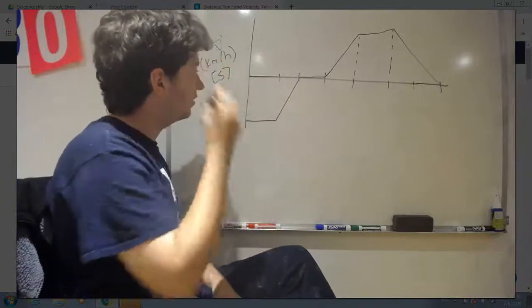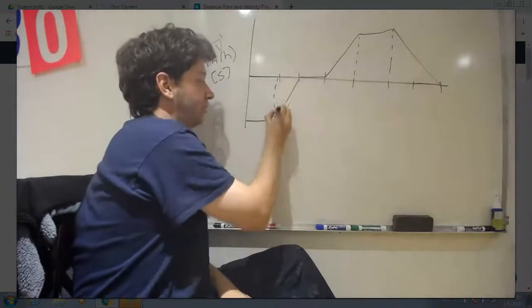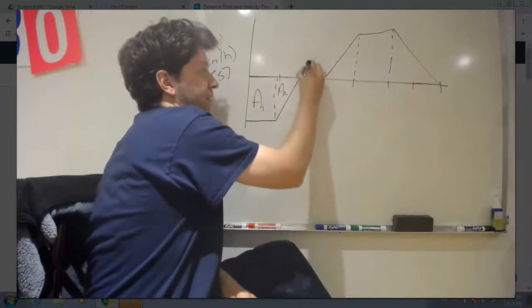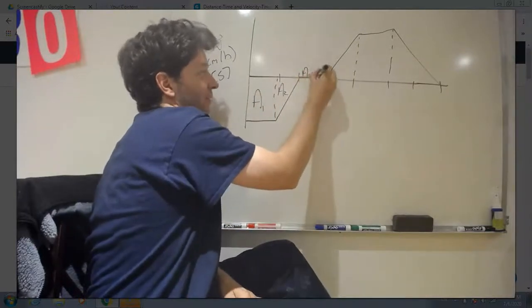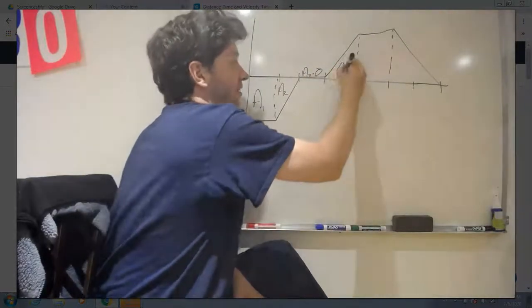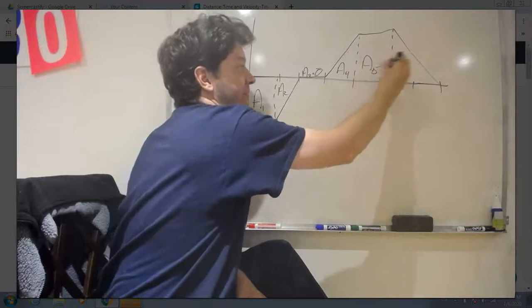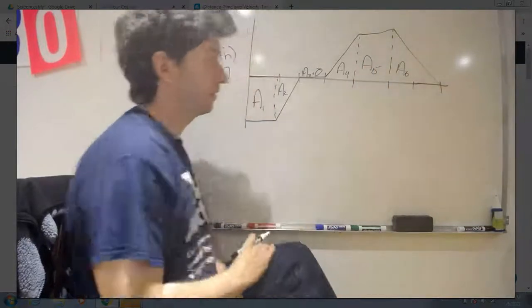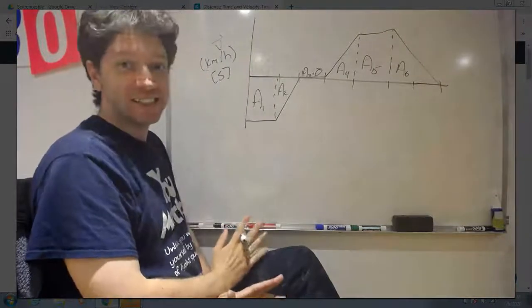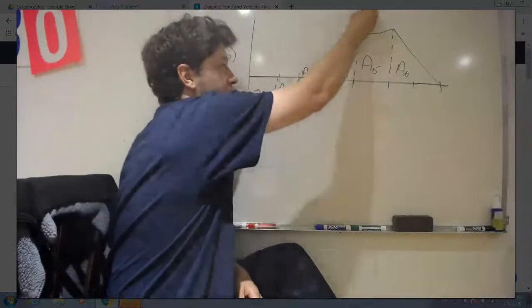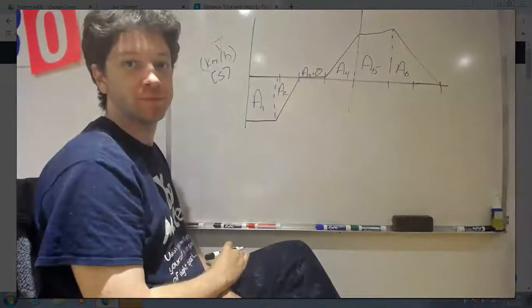Now to figure out how far you've gone, well, we need to find the areas. Let's call this A1, A2. This will be A3, which we can already say is 0. Right? The area there is 0. We call this A4, A5, A6. And we can make that whole triangle A6. Now initially it just says how far in the first 4 hours. So that's up to there.